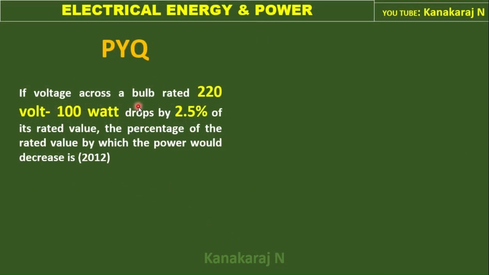If the voltage across a bulb rated 220 volt 100 watt drops by 2.5% of its rated value, the percentage of rated value by which the power would decrease is. Here, the voltage drops by 2.5%. We are asked to find what is the drop in power. So, four options are here.